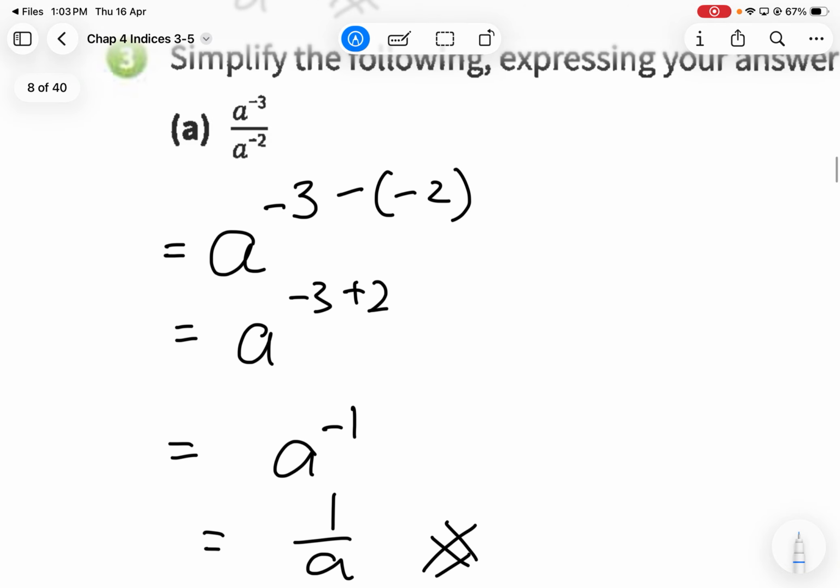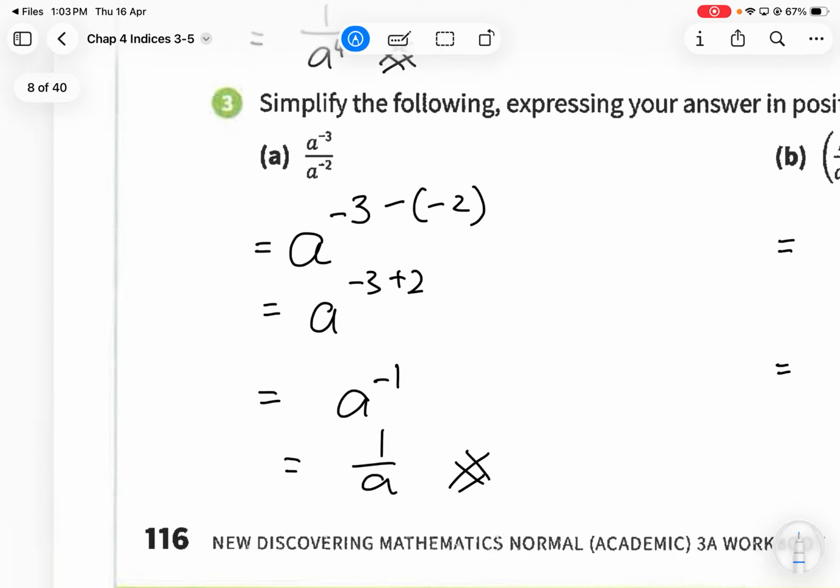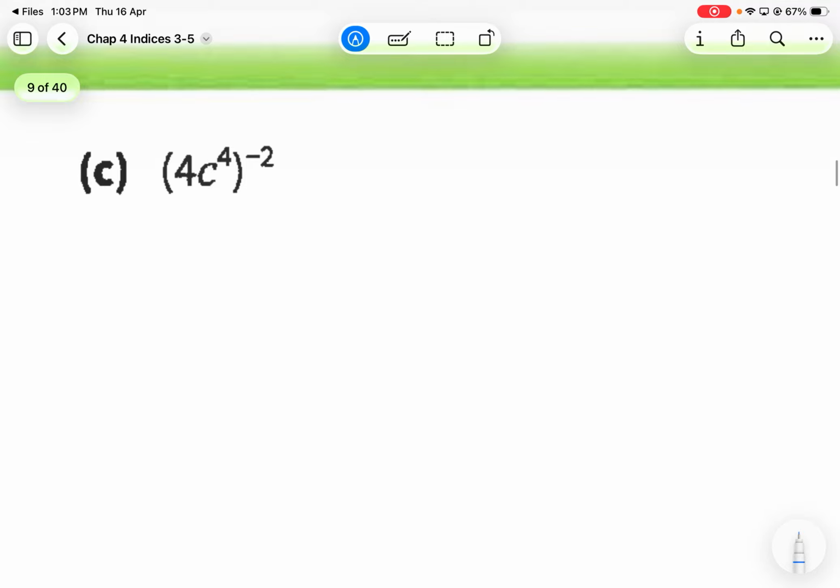When there's a division with the same base, I can just keep the base and take the power minus the power. -3 minus -2: minus minus becomes plus, so -3 plus 2 is -1. Then I don't want negative power, so this entire thing goes to the denominator. Okay? Okay, part C.